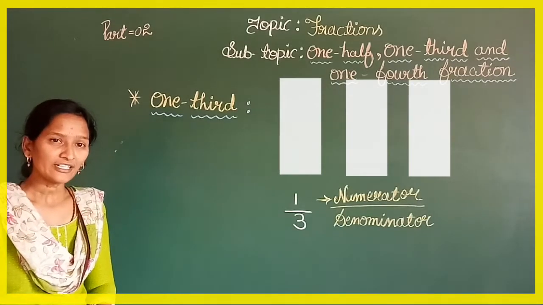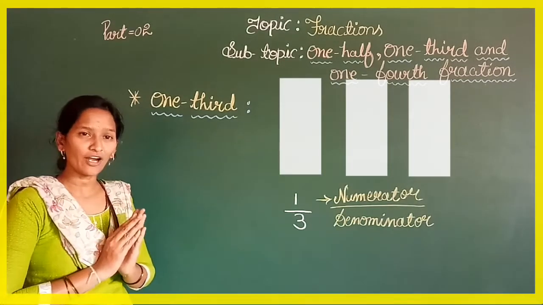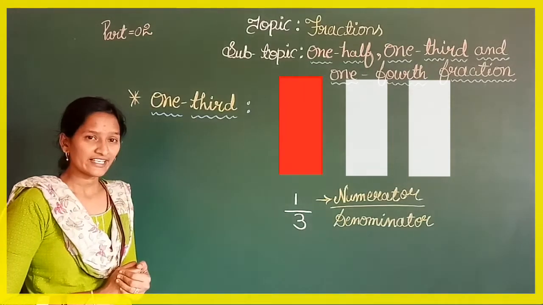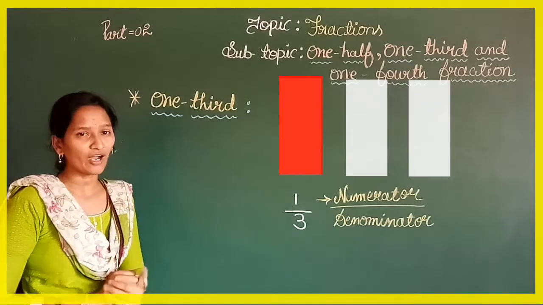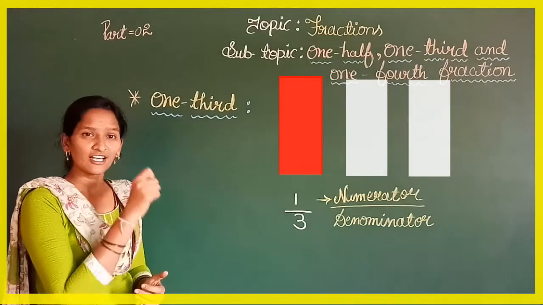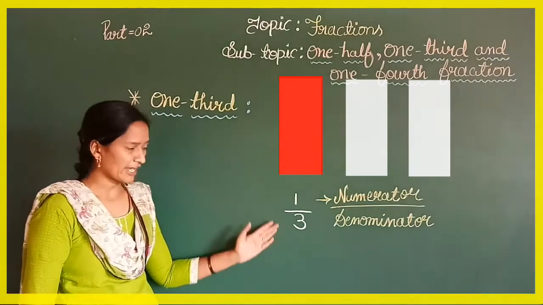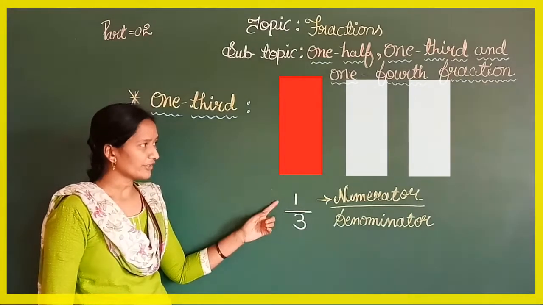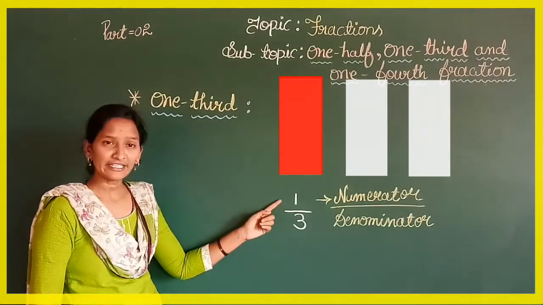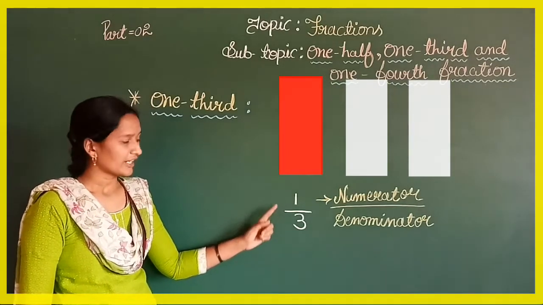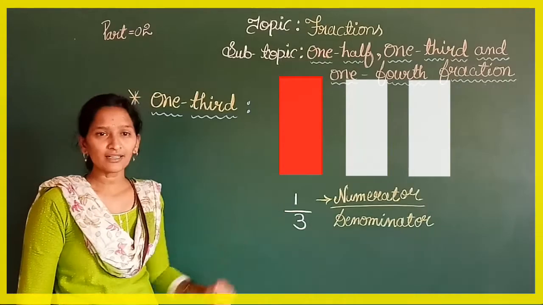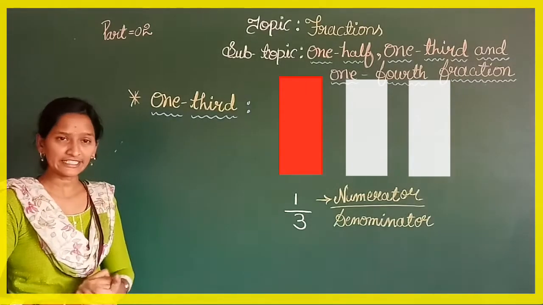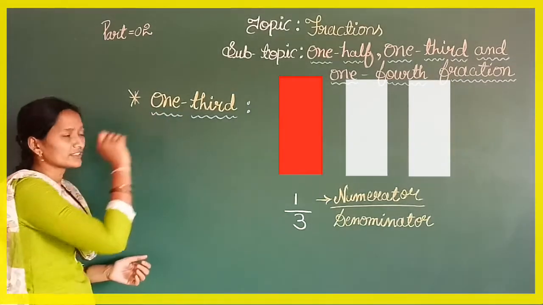So my dear ones, now I am shading 1 part from these 3. Look here, I shaded only 1 part, and the rest of the 2 parts are the same. So this is the fraction of the above figure, that is 1 by 3. It is 1 part out of 3 equal parts. This 1 indicates the shaded part and 3 indicates the number of equal parts. In fraction form it is 1 by 3, and in words it is one third.